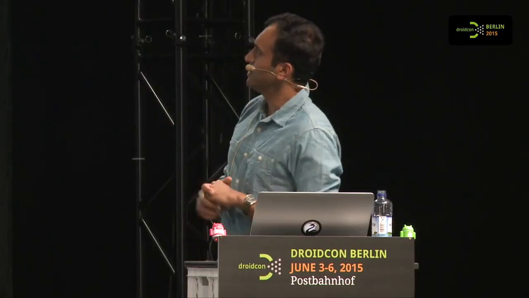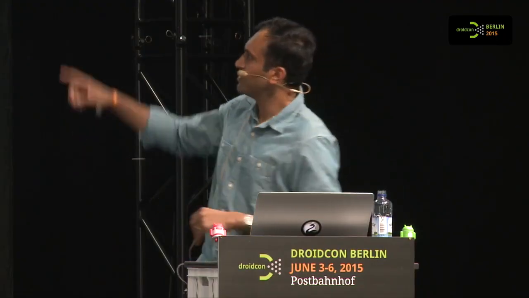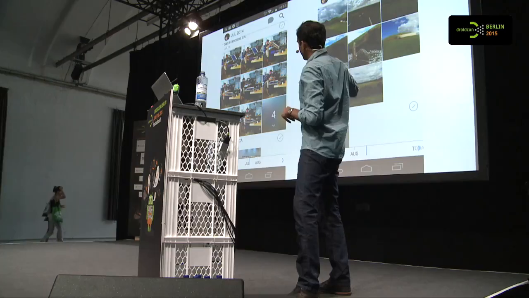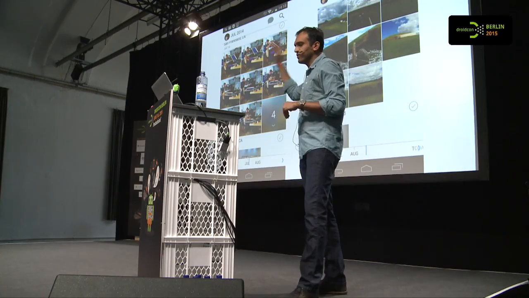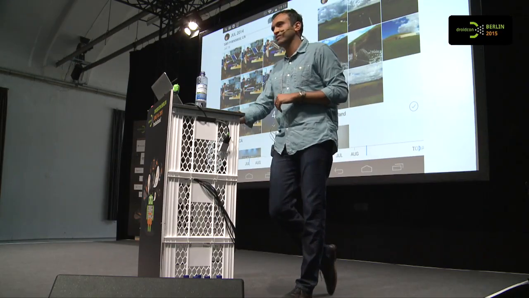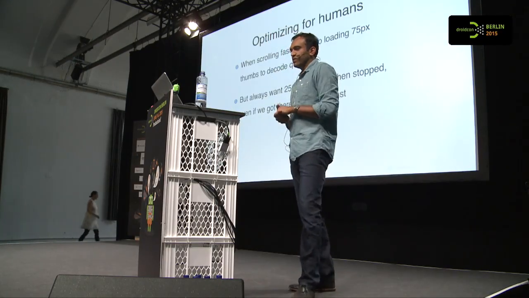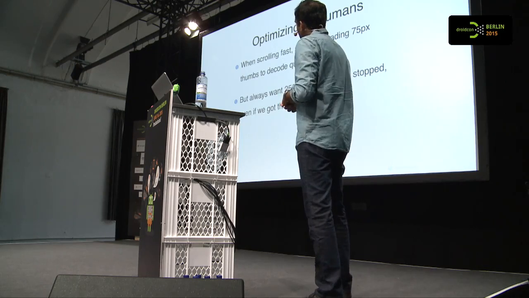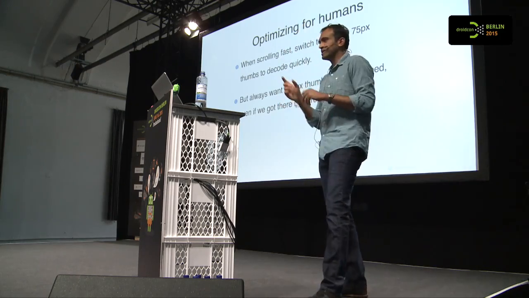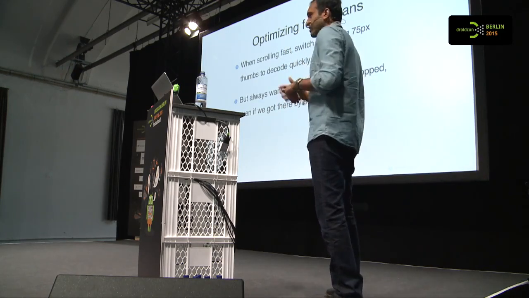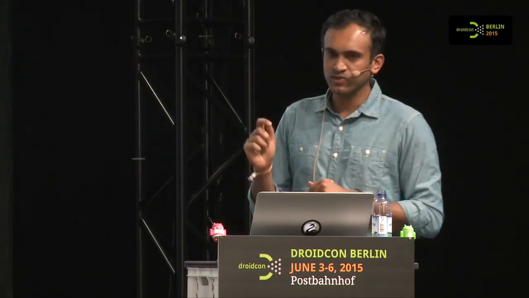And then when you slow down, that's when you want a high resolution thumbnail. When you're flinging or scrolling really fast, in 100 milliseconds, the screen is going to be off screen, so why bother with high resolution thumbnails? So how do we do it? When you're scrolling really fast, we switch to loading 75 pixel thumbnails because they decode really quickly. Then when you slow down or stop, we always show the 250 pixel thumbnails because then they don't look pixelated. They look crisp and clean.